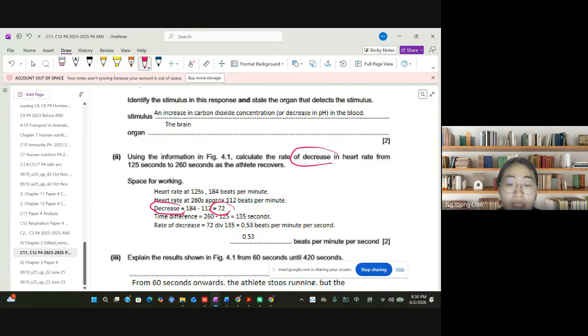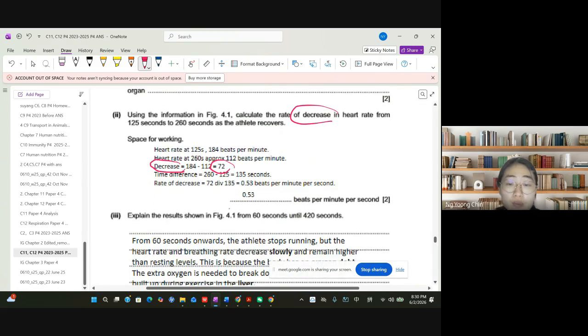So the time difference, okay? The time difference between 260 and 125 is about 135 seconds. So 72 divided by 135, you get about 0.53 beats per minute per second. You know how to answer this one? You just need to find how many beats per minute at each second.